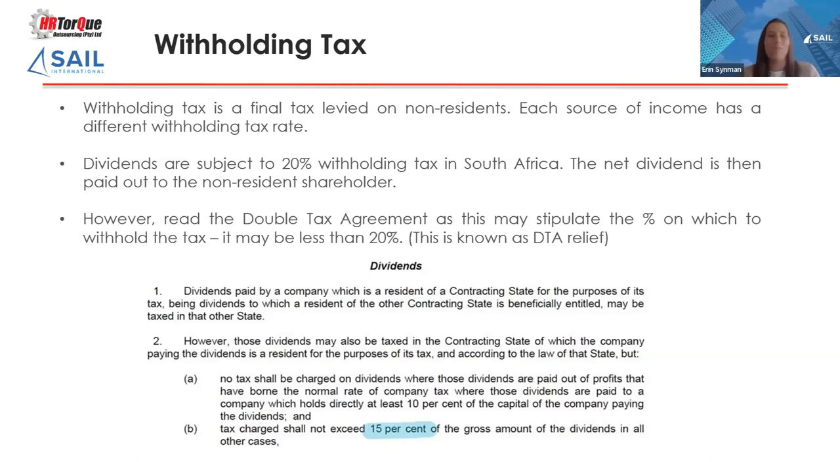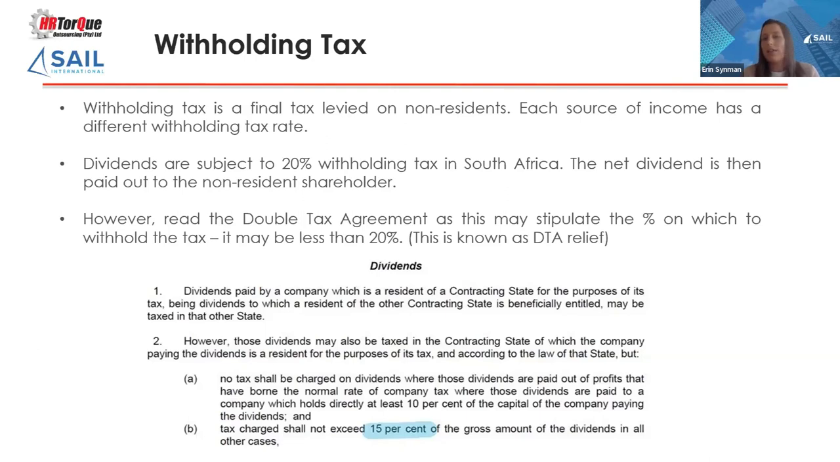Yes, so to not paint a negative picture around the whole exit, there are positives to it. One of the positives here is withholding tax. Withholding tax is a final tax which is levied on non-residents. Each source of income, whether it's royalties, sale of property or land, or interest, has a different withholding tax rate. This little snippet at the bottom of the screen here is from the Australian Double Taxation Agreement.